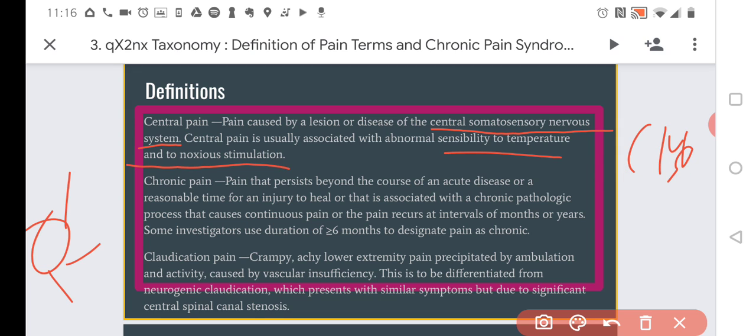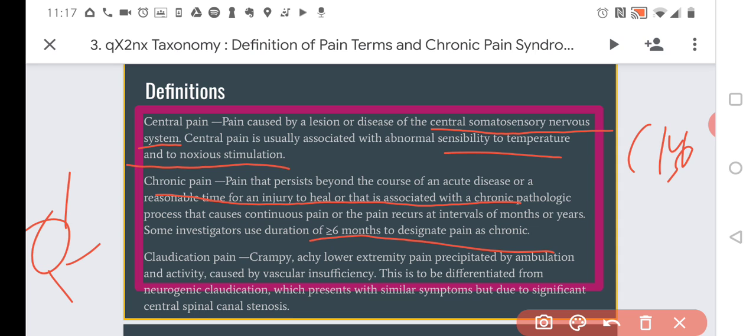Chronic pain is pain that persists beyond the course of an acute disease or a reasonable time for an injury to heal, or that is associated with a chronic pathologic process. Some investigators use just a time number, that when it's above 6 months the pain is designated as chronic, because sometimes it's hard to say whether the pain is already chronic or not.